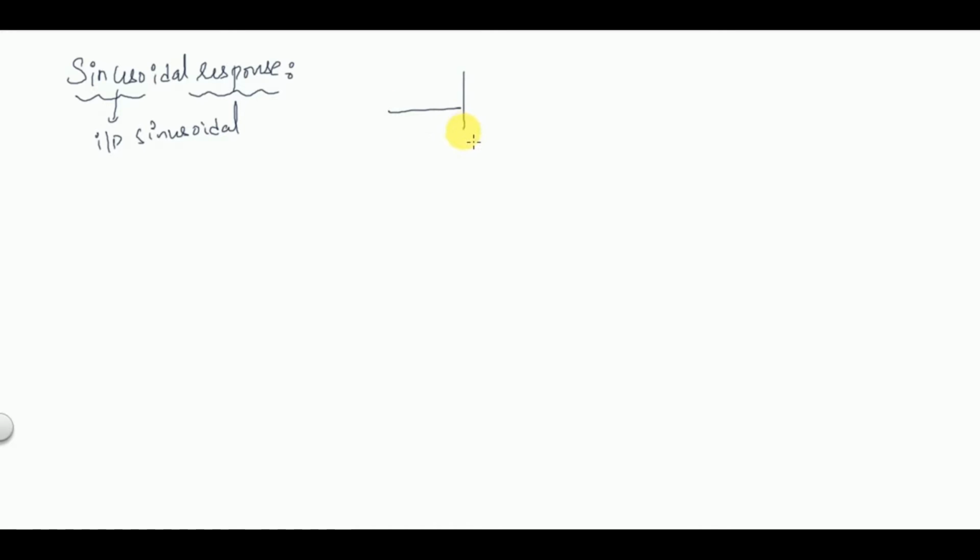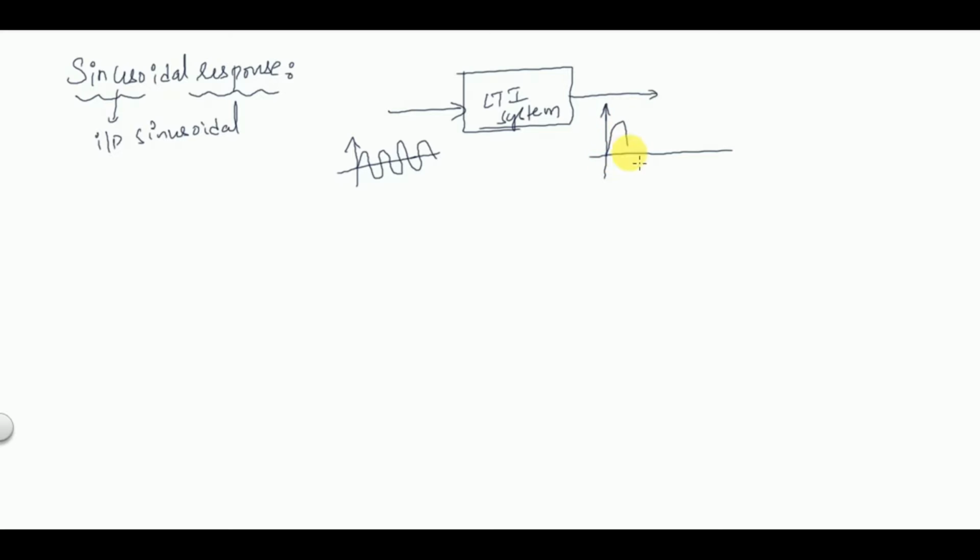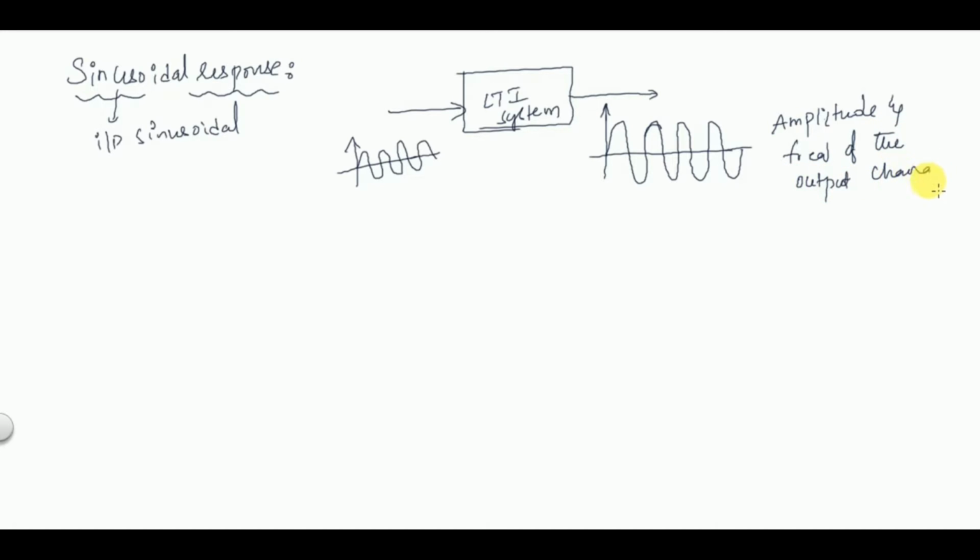When a sinusoidal signal is applied to an LTI system, its output is also sinusoidal, but there is a change with respect to amplitude and phase. The amplitude of the output changes with respect to the input, the frequency remains the same, and only the phase changes.